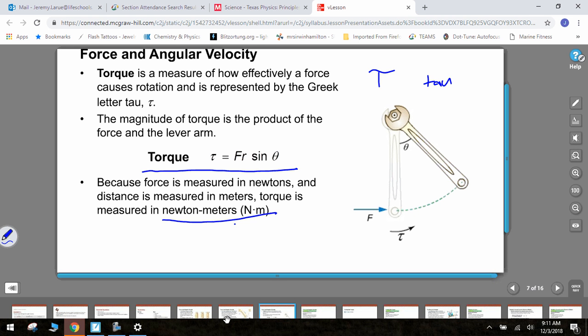Now, a lot of y'all have probably heard the English equivalent of the torque unit, which is foot-pounds, or pound-feet if you're English, like a Brit.